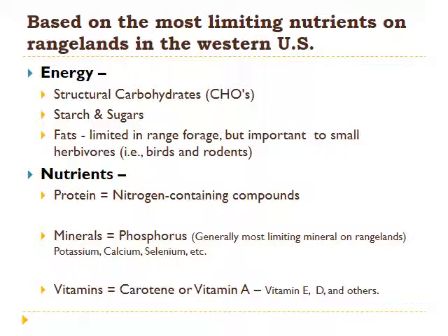Other vitamins that producers might be concerned with might be vitamin E, vitamin D, and a few others. So it's really kind of case specific depending on the forages available. So for me, mostly protein, phosphorus, and carotene would be the compounds that I look at most when trying to determine the nutritive value of a plant on rangelands.